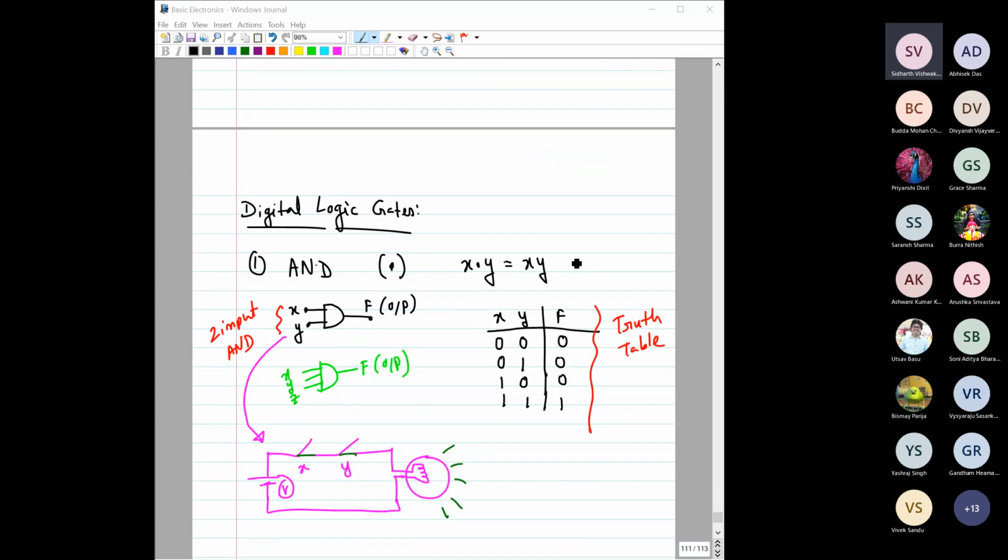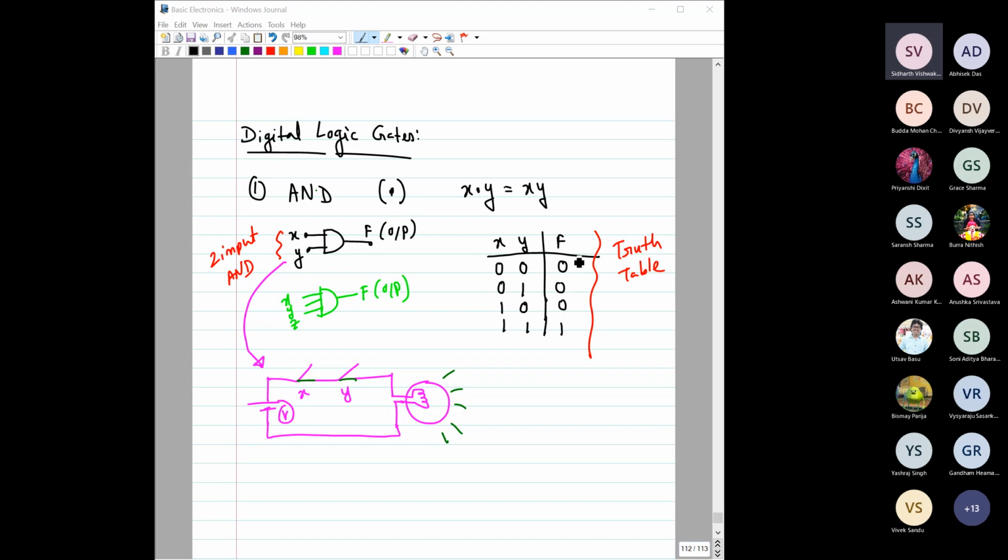Towards the end, we also started discussion on digital logic gates. You already know that there are AND gates, OR gates, NOT gates, then XOR gate, NAND gate. Different types of gates are there, and we will discuss them slowly as we move on in today's class.